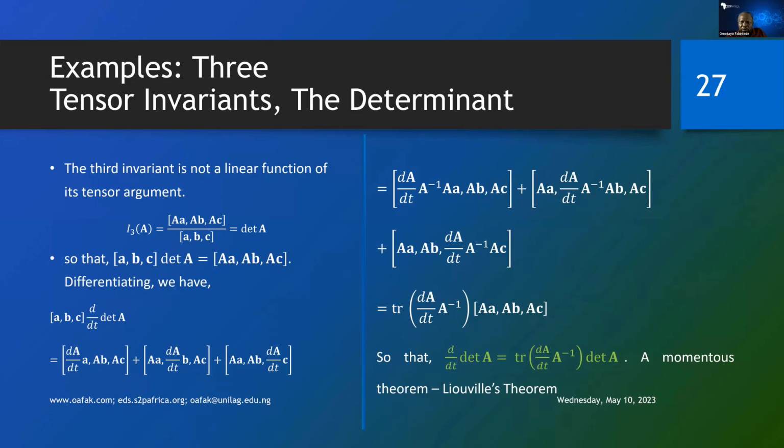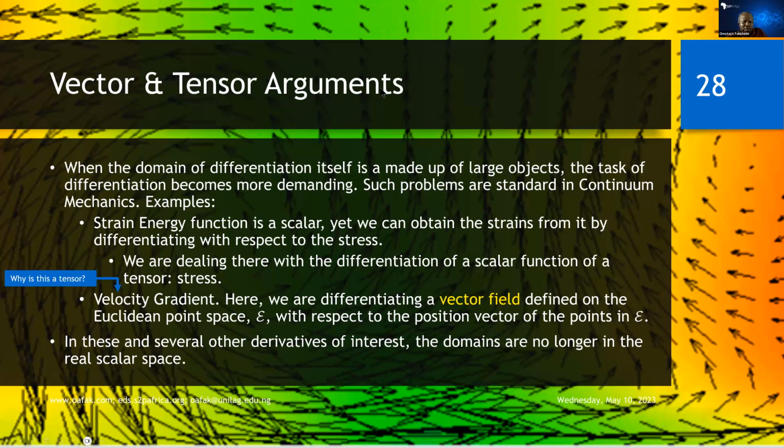So, what else did we do? Vector and tensor arguments. When the domain of differentiation itself is made up of large objects, when the argument is made up of large objects, the task of differentiation becomes more demanding. And those problems are not just academic, they are real. Such problems are standard in continuum mechanics.